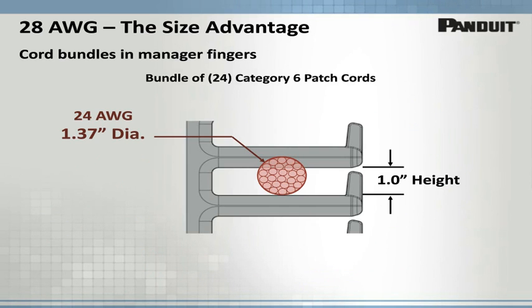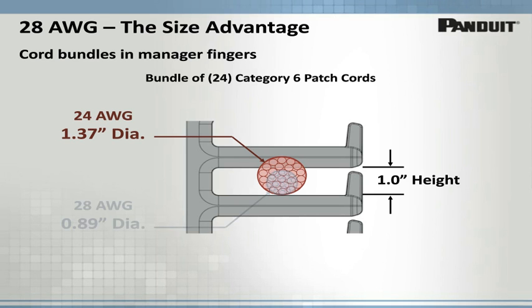For example, here is a typical vertical manager finger opening of 1 inch with a true-to-scale bundle of 24-gauge patch cords based on the dimensions that we just saw. As you can see, with 24-gauge cords, a 24-cable bundle of those cords is already interfering with the finger opening, meaning it will be hard to work with.